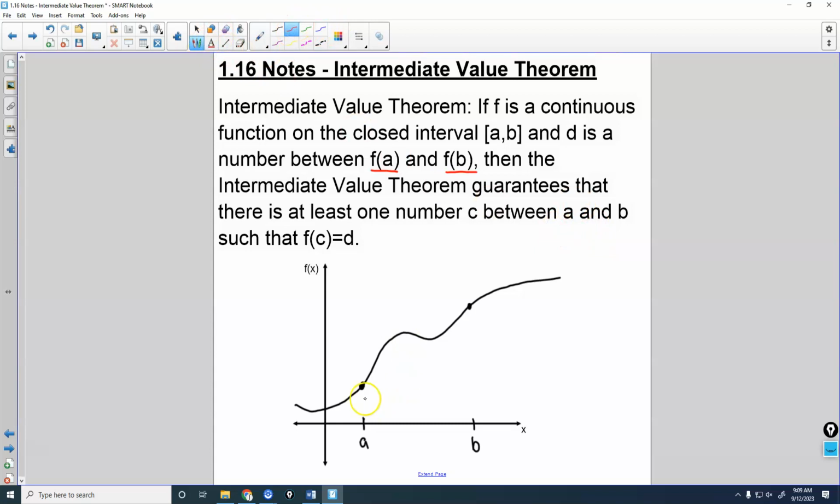So f of a would be right here, because if I plug in a, this point right here is my x-coordinate, I get f of a. Those are the coordinates for that point, a and f of a. So f of b would be right here. If I think about the coordinates of this point, this is b, f of b.